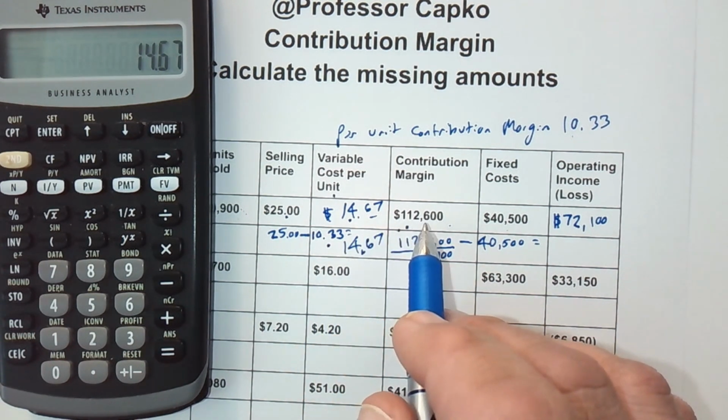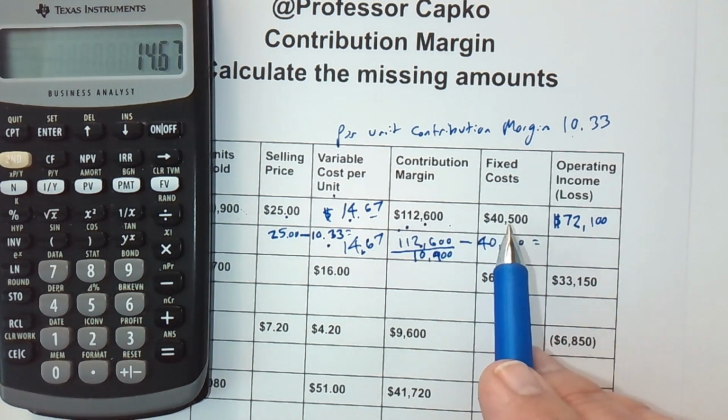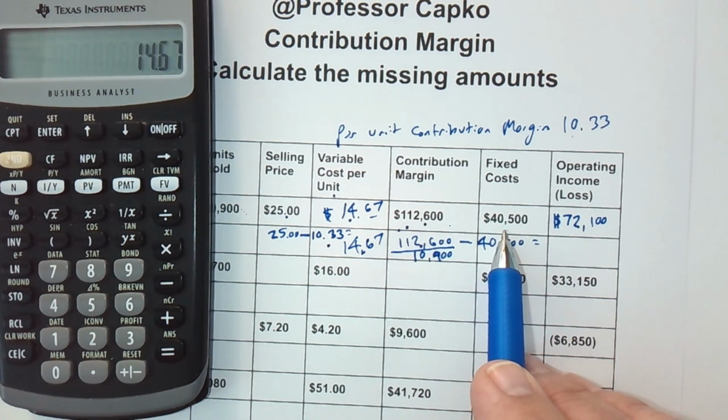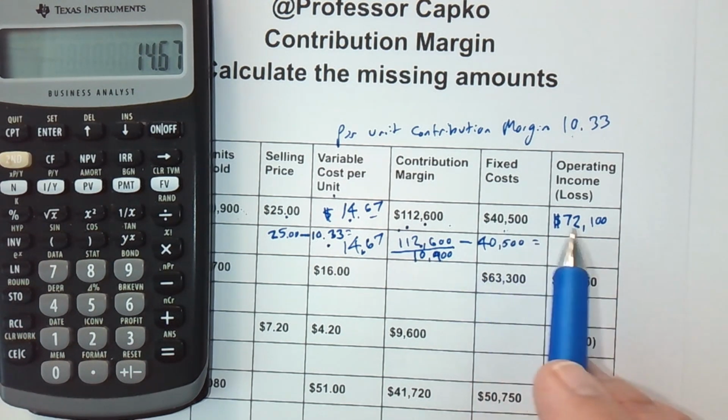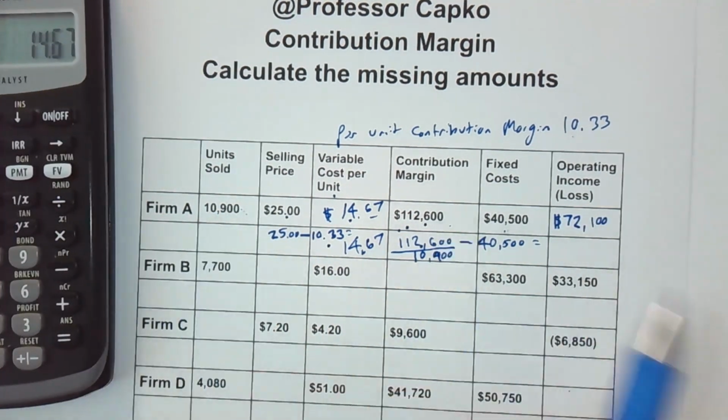You multiply that out by the number of units sold. That gives us a total contribution margin. And then we subtract from it our fixed costs, which they're fixed, so it does not matter how many units we sell. And that gives us our operating income. So that is how we calculate it for firm A.